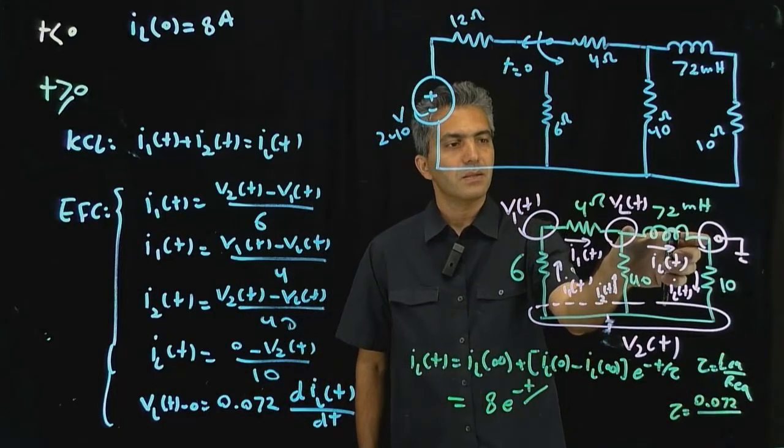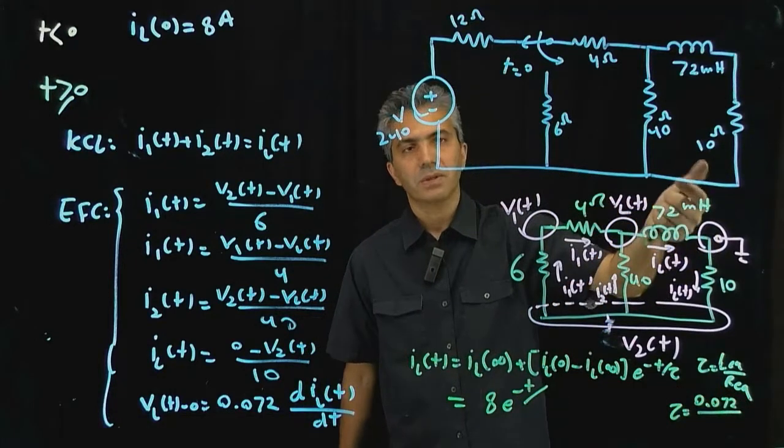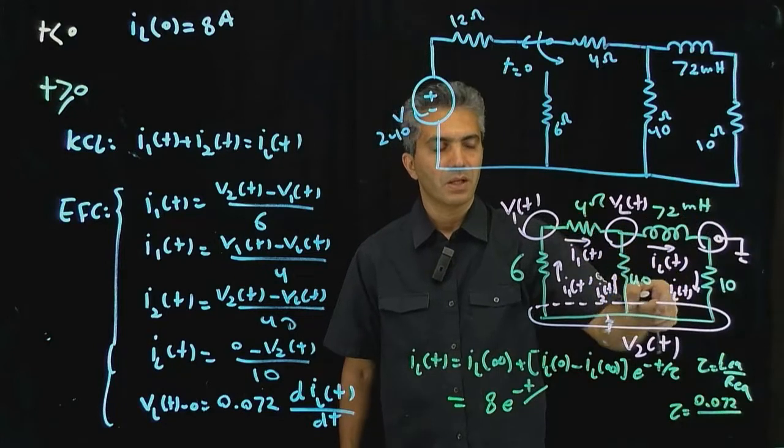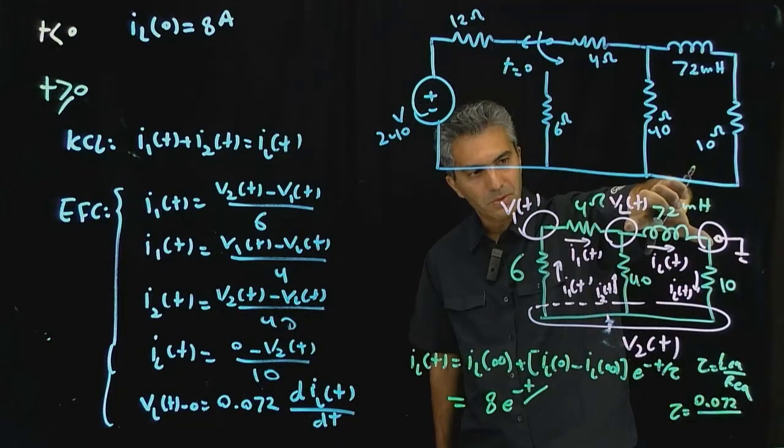You replace this with its source, look at the current that is going in, divide the value, say 1 volt, by the current that is going in, and that would give you the equivalent resistance. But you should be able to, at this point, tell what that equivalent resistance is.